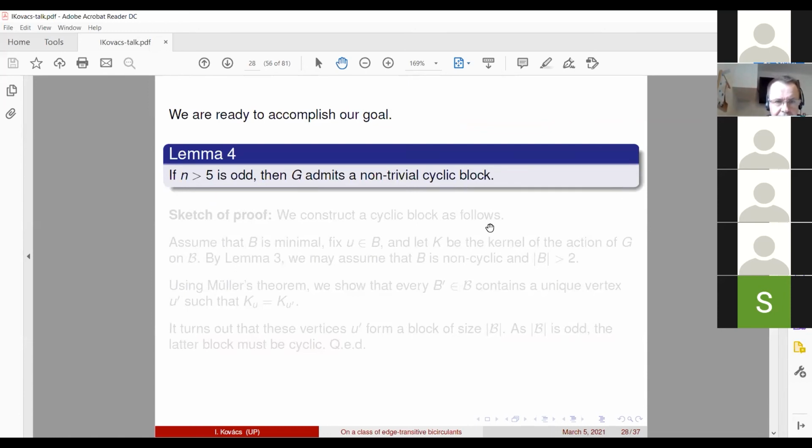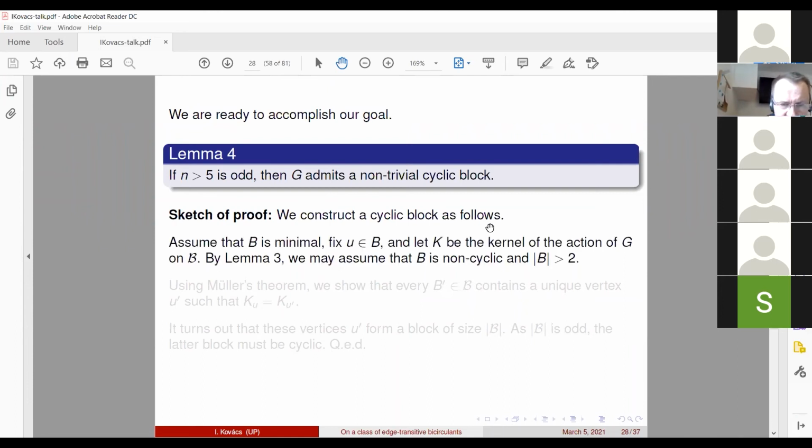So we are ready to accomplish our goal, which was to prove that there is always a non-trivial cyclic block, and I will just sketch the idea. I will not go into the details here. So what we did, we construct a cyclic block. And how to do it? We take a minimal block, we take a fixed vertex in this block, and suppose that K is the kernel of the action of G on this block. Now, by the previous lemma, we may assume that B is non-cyclic, and because of the lemma, we can also assume that B has size larger than 2.